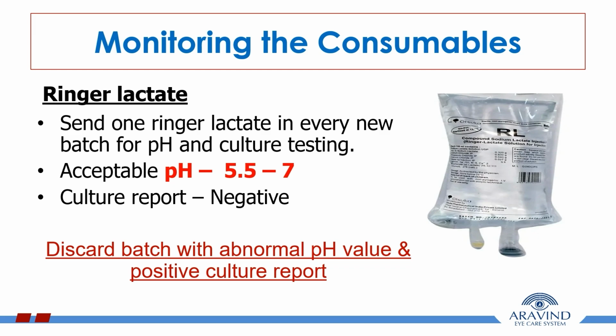Monitoring the consumables. Ringer lactate. Send one Ringer lactate from every new batch for pH and culture testing. Acceptable pH is 5.5 to 7. Culture report should be negative. Discard the batch with abnormal pH value or positive culture report.